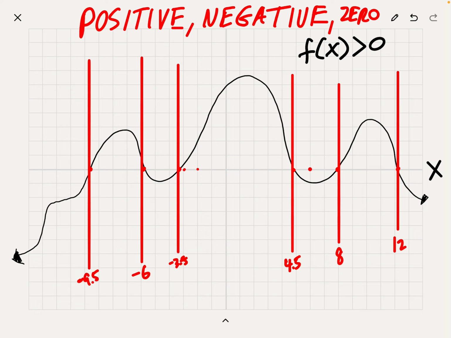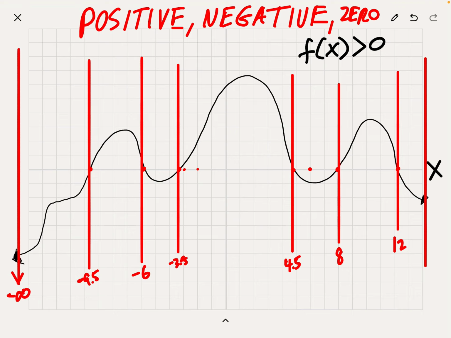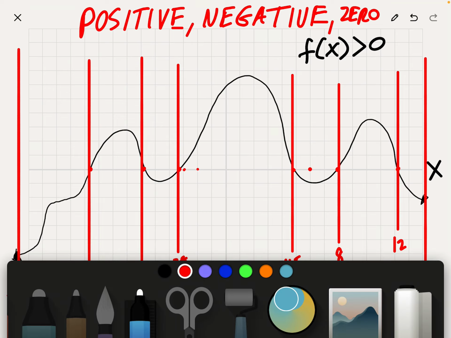And now here's the part where a lot of you guys were kind of messing up. You also have to put an interval over here on the left bound and an interval over here on the right bound. This leftmost bound is going to be negative infinity, and this rightmost bound is going to be positive infinity.